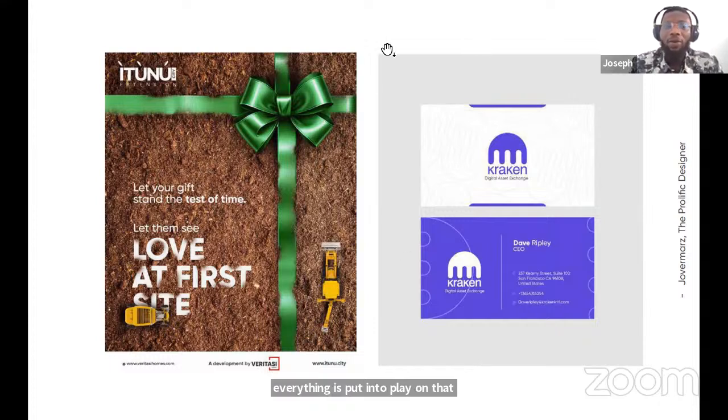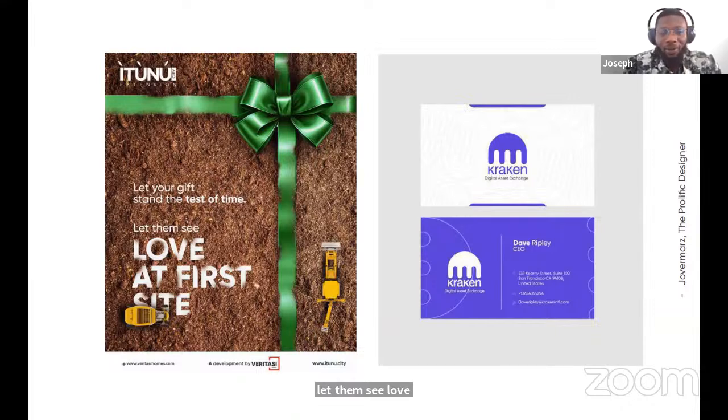The image on the left, however, is a piece of land wrapped with a ribbon. This is also another Valentine ad. Let your gift stand the test of time. Of course, land will stand the test of time. Let them see love at first sight. That's a metaphor. But you get the idea. It just tells you you could gift a land to someone. That's the reason for the ribbon, really.